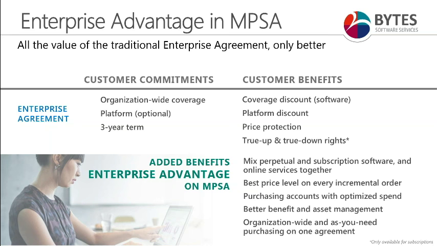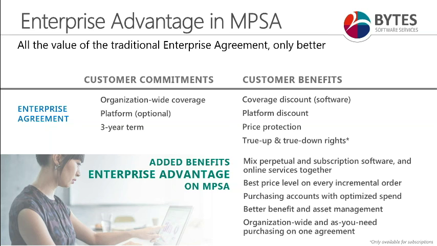It will offer true up and true down rights, where you can mix and match perpetual licenses and subscription software in the same agreement. You'll receive the best price level, so you can have multiple purchasing accounts, all contributing to the same Enterprise Advantage price band. You can either have an enterprise-wide commitment or purchase ad hoc through what was a program similar to the Select Plus agreement.